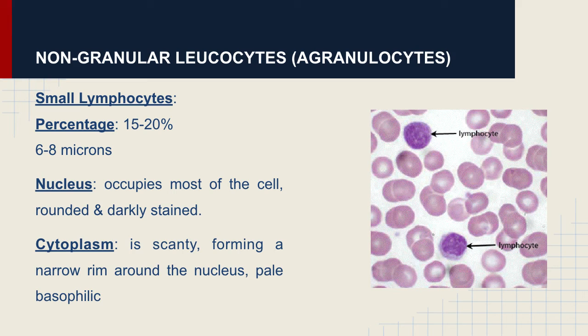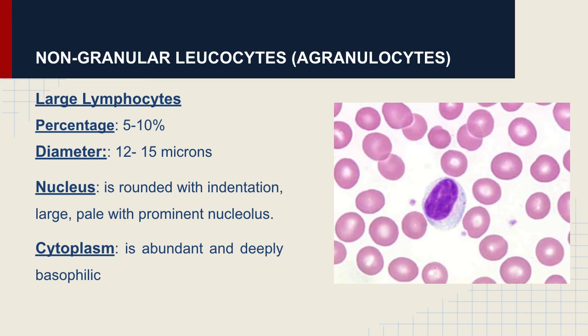Here, this slide is included in your exam. The small lymphocyte is a very small cell, similar to the size of the RBC. Most of the cytoplasm is occupied by the nucleus, which is darkly basophilic. The cytoplasm is lightly basophilic, forming a very thin rim around the nucleus. The nucleus is rounded. The small lymphocyte, when it becomes activated, becomes large.